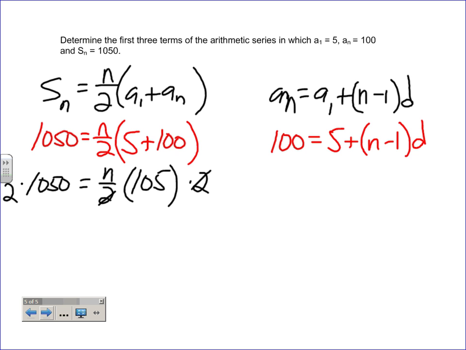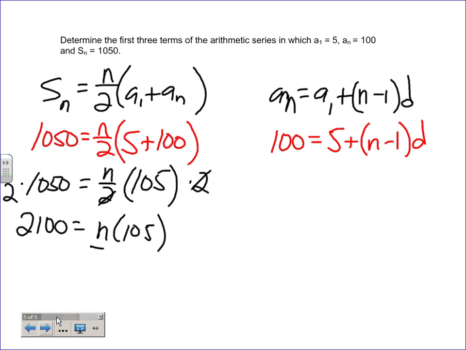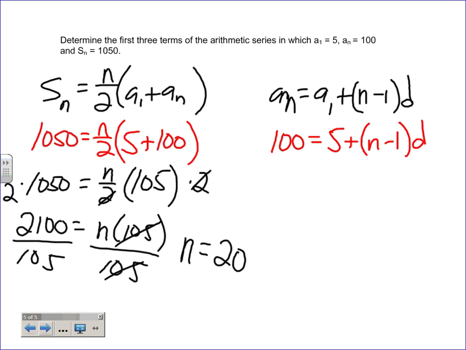And what is 1,050 basically times 2? Yeah, 2,100 equals basically n times 105. Yep, divide by 105. Is it 20? Yep. So n being 20, is that the solution to the problem? No, that's how many terms we had. So we started with 5, and it took 20 terms before I got out to 100.